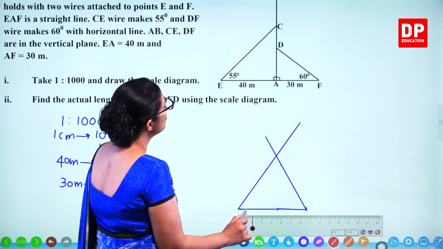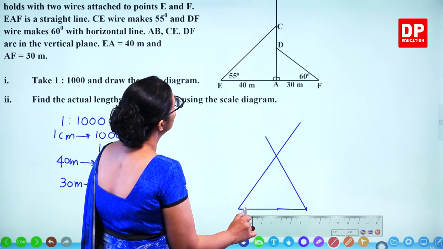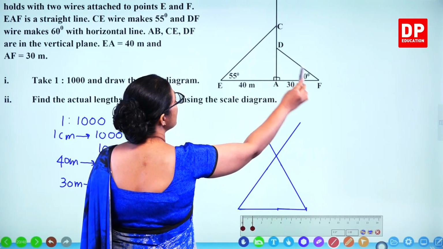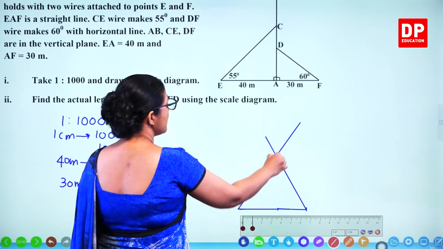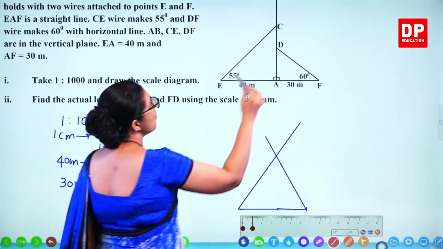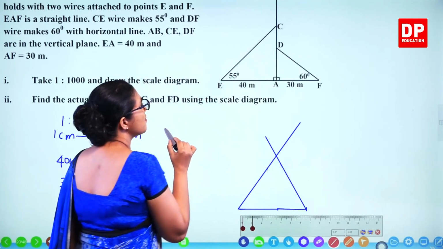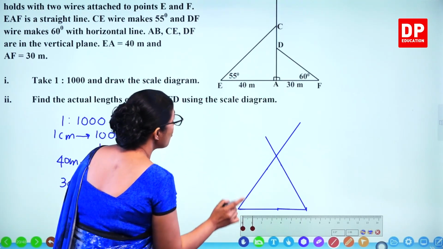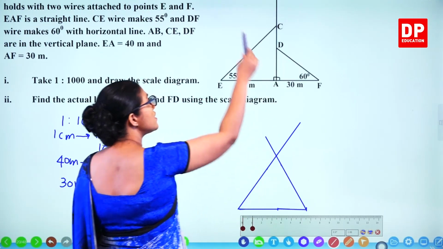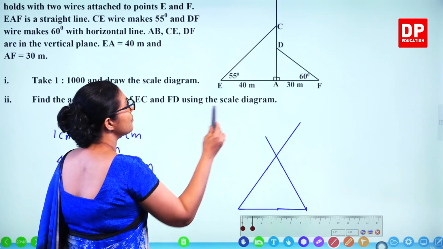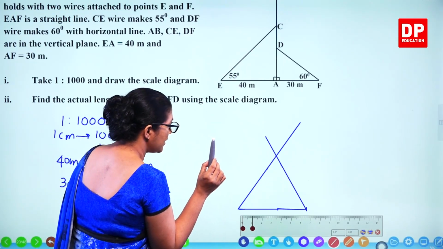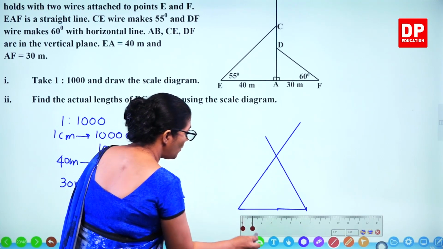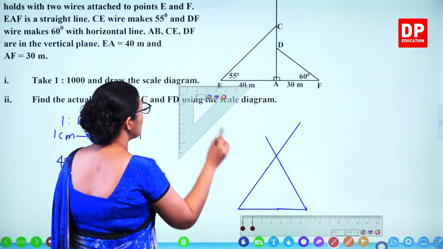Then what you have to do? So this is the D point. No, this is not the intersecting point. We don't need the intersecting point. Now how do we draw the other one? You have to draw the vertical line now. So we'll take the set square.